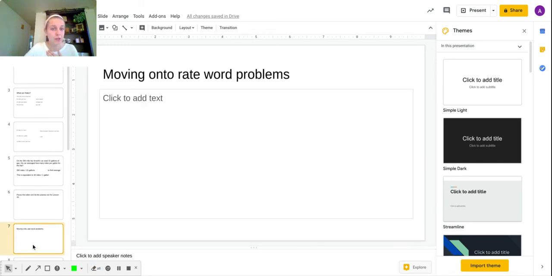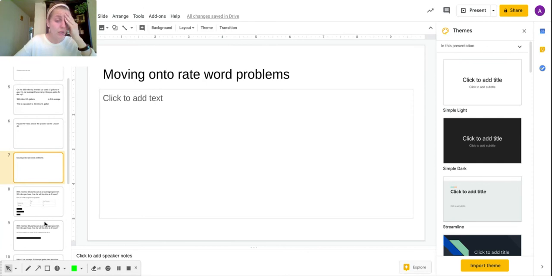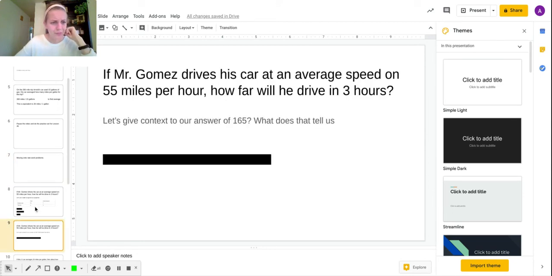Okay, now we're going to move on to rate word problems. I hope you did the practice set. If you didn't, you should go do that. Because these are only going to get more complicated, and if you don't understand the basics, then we need to talk about that and get that figured out before you move on to these, because these will just be hard if you don't know what you're doing.